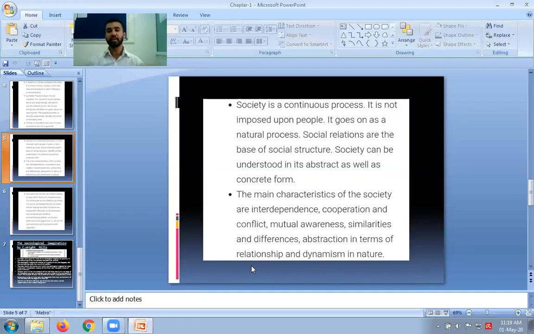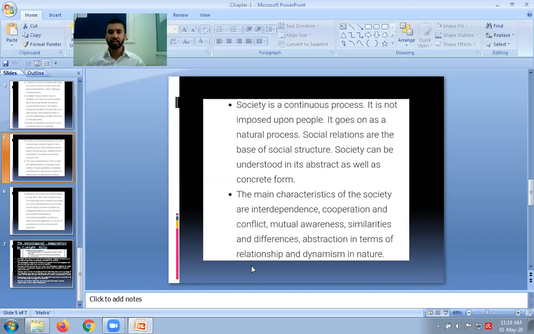There is an interdependence in the society, but it just goes on and on, and it is not charged or imposed on people. It goes on as a natural process. Yes, it is a natural process. It just goes on. It's a natural process, right? And there are different changes that come in the society with the passage of time, but still we say that it is a continuous process. Can you say that society is ending?